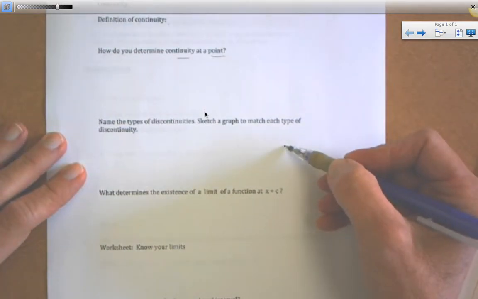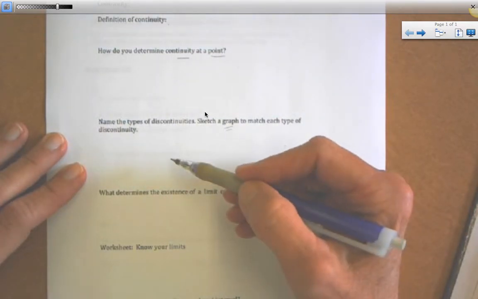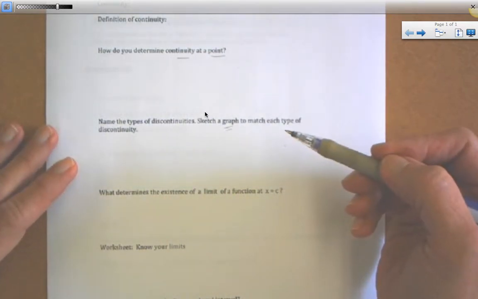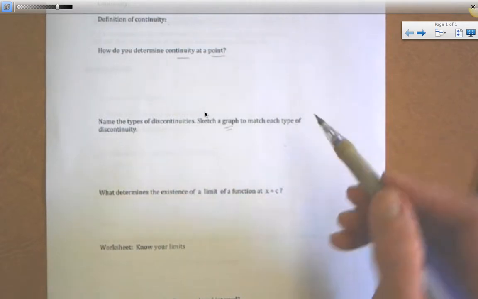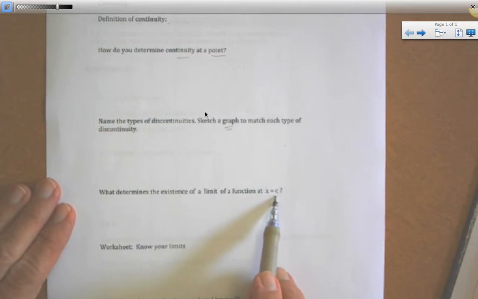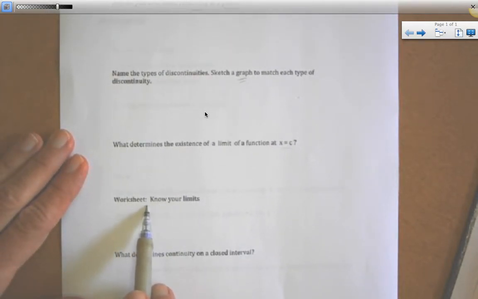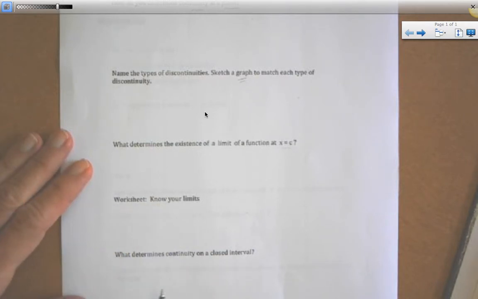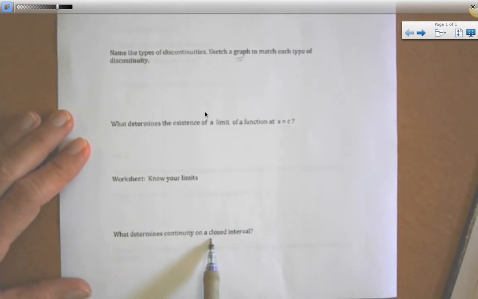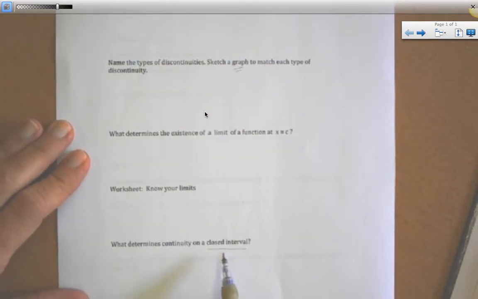The types of discontinuity, and sketch a graph. So name the discontinuity and a graph to match it. We're going to compare these on Wednesday. What determines the existence of a limit of a function at x equals c? And which worksheet we're going to do in class on Wednesday. And what determines continuity on a closed interval? We've got continuity at a point and continuity on a closed interval.